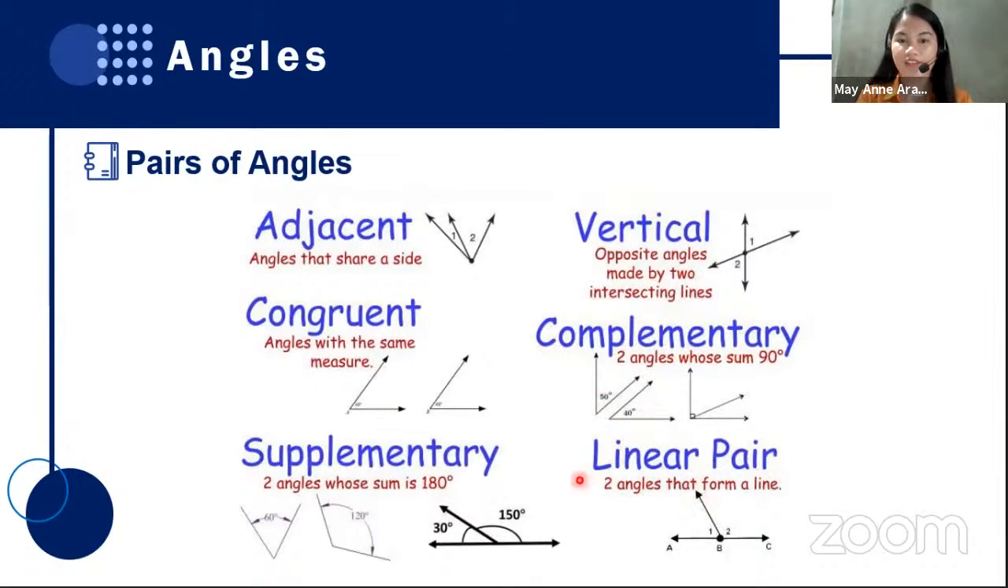And last, we have the linear pair. So these are two angles that form a line, meaning their sum is also 180 degrees because they form a line. Again, we have the adjacent, congruent, supplementary, vertical, complementary, and the linear pair.